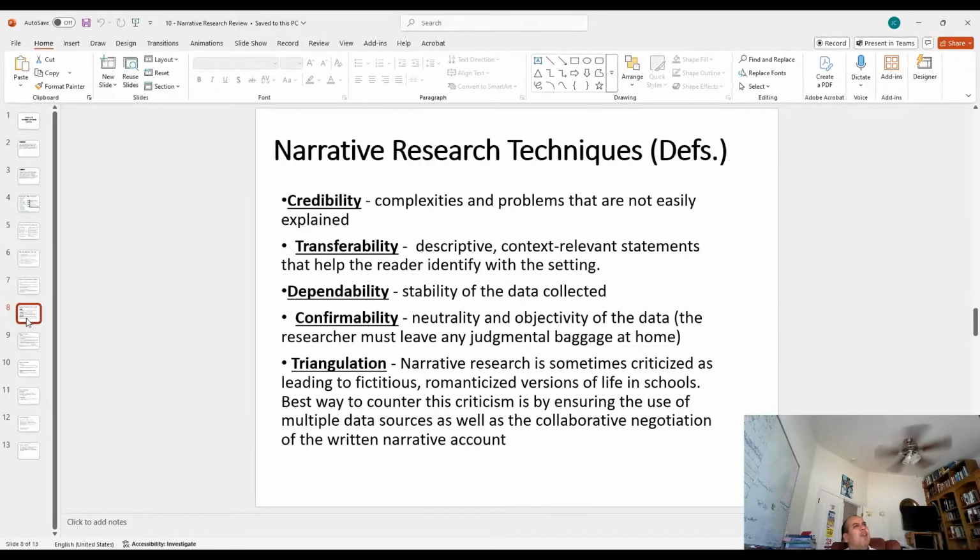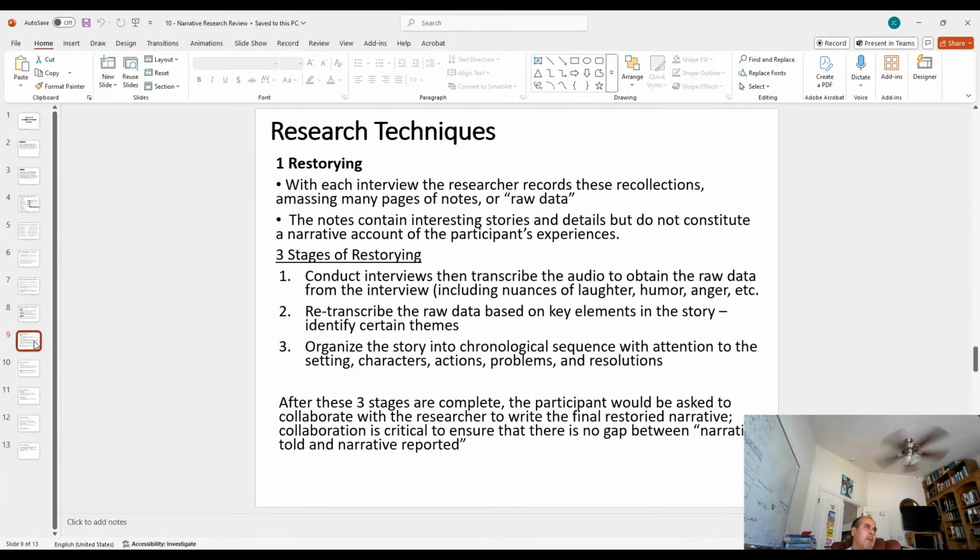And then some techniques are credibility, where you have complexity and problems that are not easily explained. Transferability, right? How does this study also apply to other similar settings? Dependability, right? How stable was the data collected? How much trust can we have in that data? Confirmability is the neutrality and objectivity of the data, right? Can we confirm it with maybe other types of data? And then you have triangulation, right? Where you collect multiple types of data to make sure that they're all telling pretty much the same story, okay?